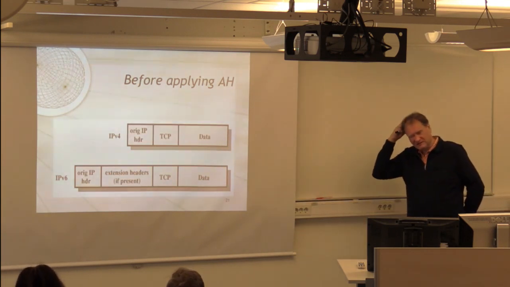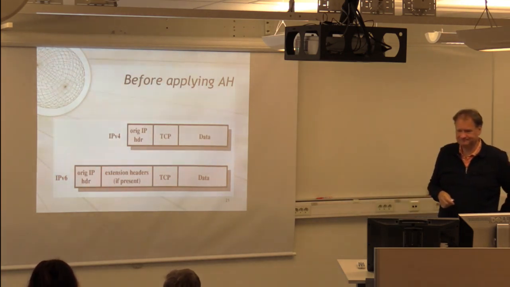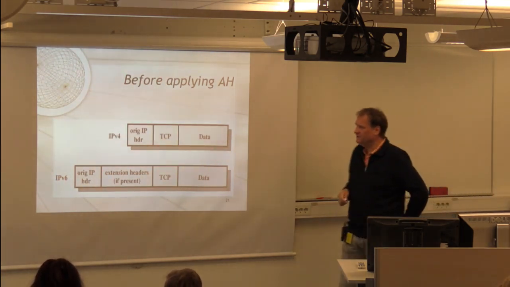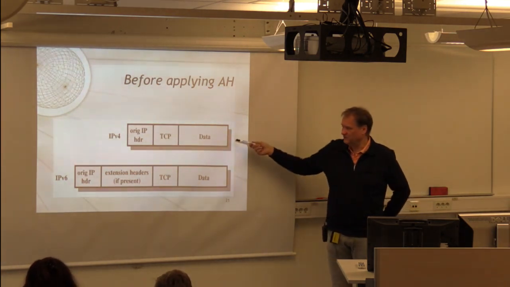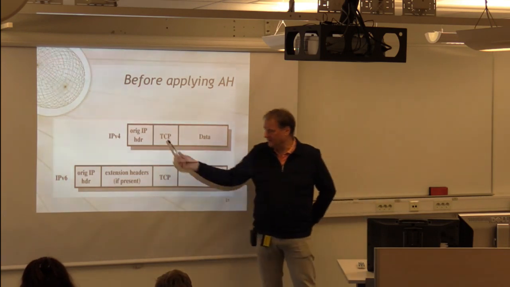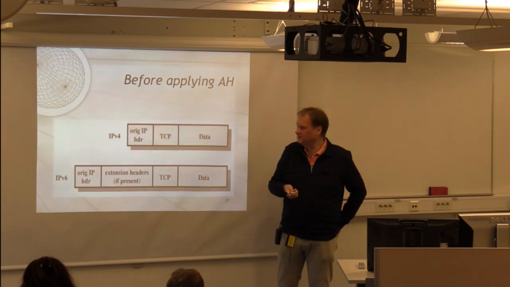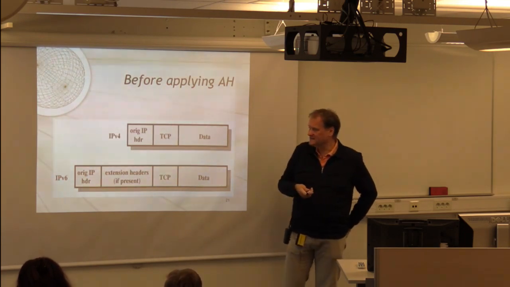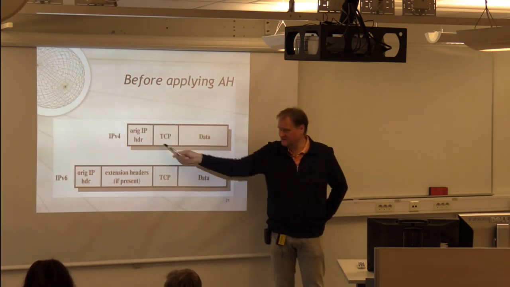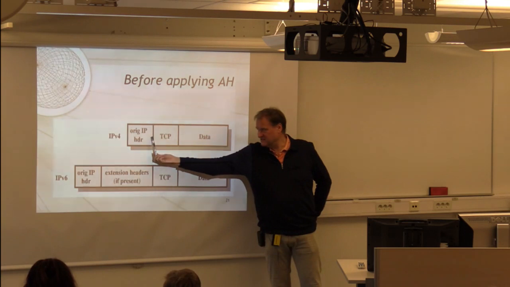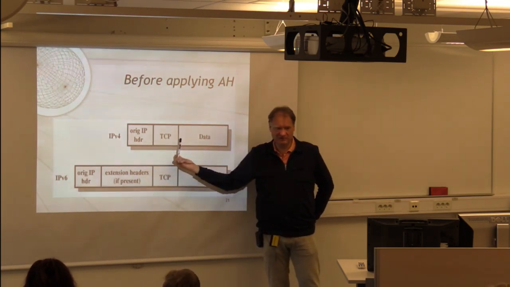So let's go down into the details a little bit. So let's start with the AH protocol. So this is what we have before we apply the authentication header. In our IP version 4, we have an original IP header, and then we have a payload. And here we just also added some detail, because we say that the payload is actually a TCP segment. So we also have a TCP header here. But this is the division here between the IP header and the payload. So the TCP header is part of the payload.